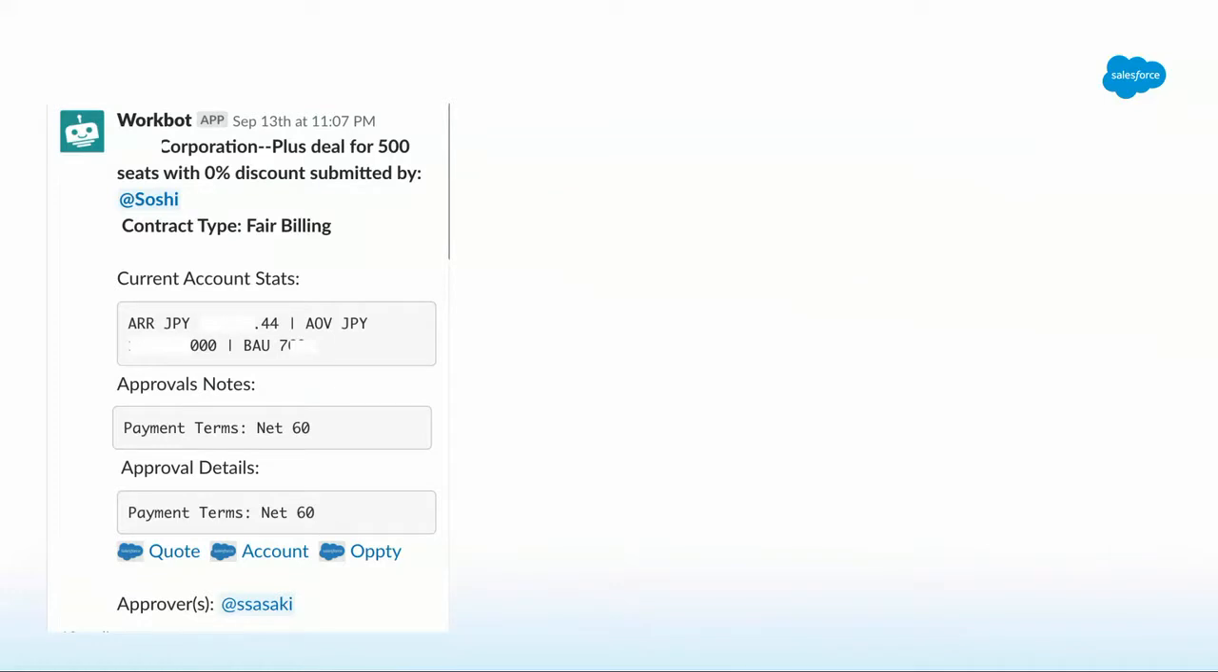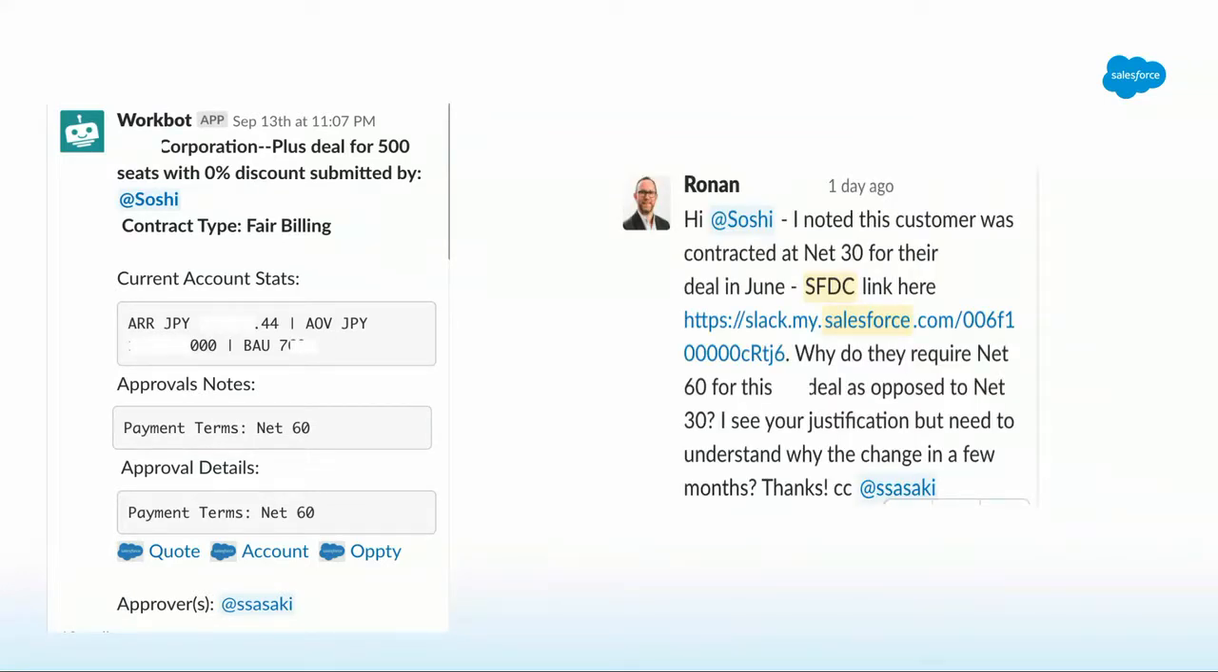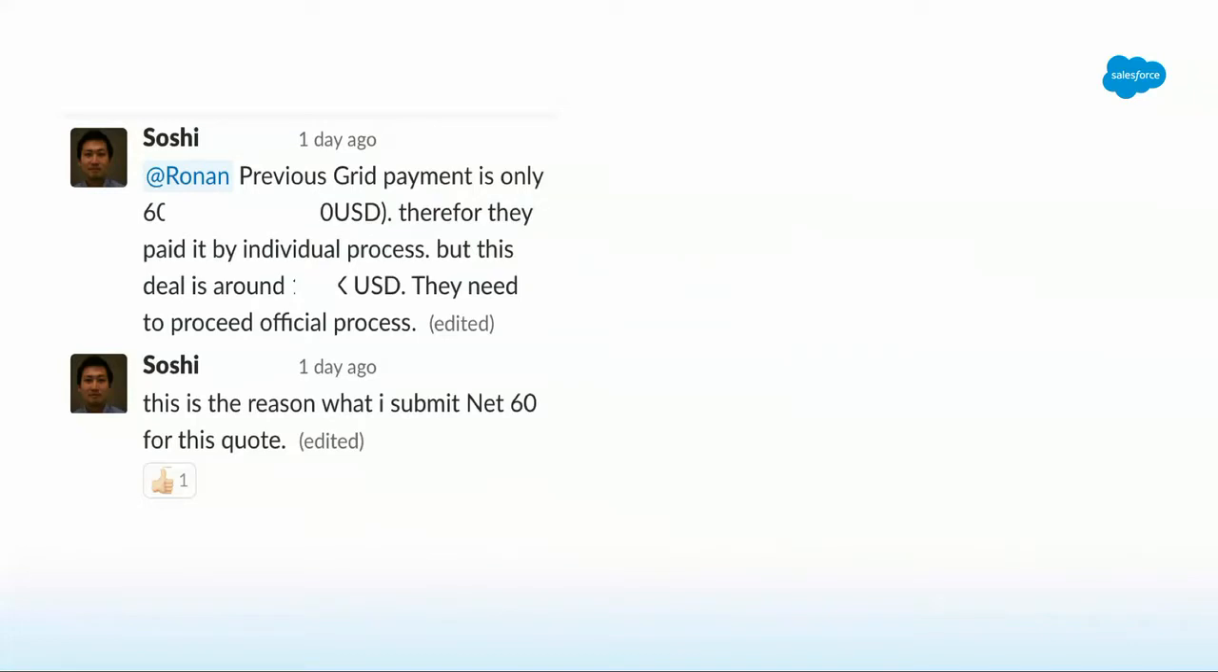Now, for this specific deal, Soshi is looking to get a net 60 payment approval. His manager approves it, but someone from the RevRec team, Ronan, says, hey, Soshi, why net 60 instead of net 30? Can you add more color to this? I can't make out from your approval notes. So Soshi quickly, within a few minutes, replies back and says, hi, Ronan, this is the reason I want to make it a net 60 and not a net 30 payment term, and I would like to really move this forward.